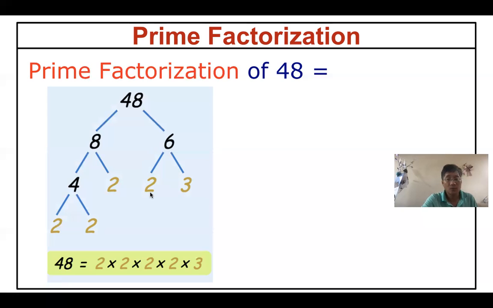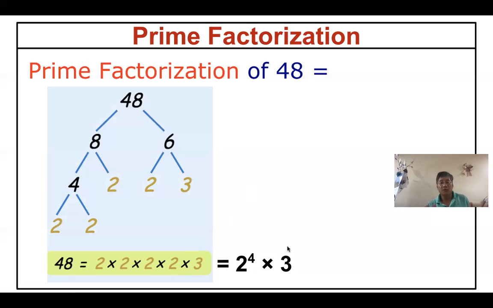Then there is no more to do, right? So how many 2's are here? So 48 is equal to 2 times 2 times 2 times 2, and then times 3. If you multiply everything, it becomes exactly the same as 48. But instead of writing 2 times 2 times 2 times 2, what is it? 2 to the fourth power times 3. You can simply write it down like this. This is the prime factorization.